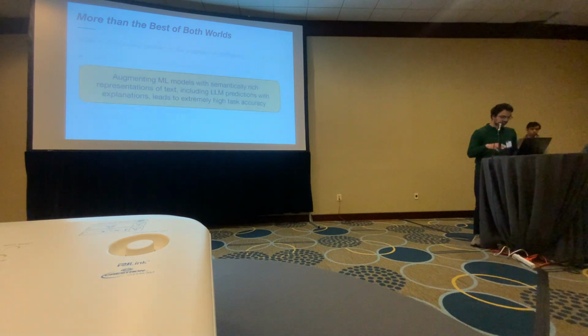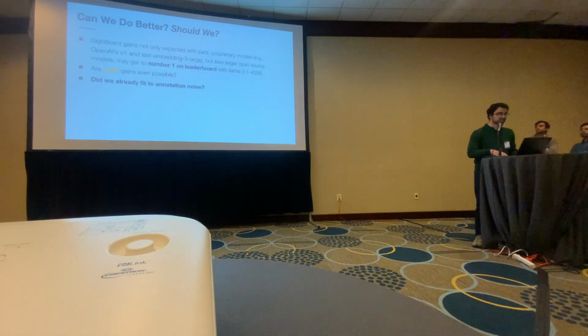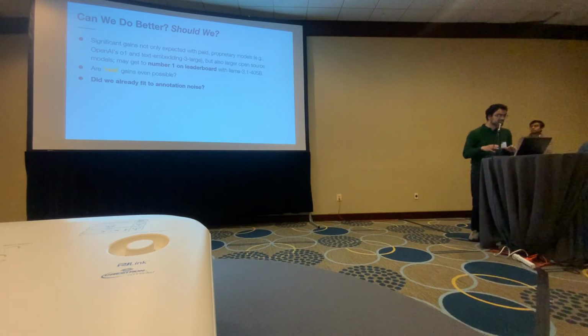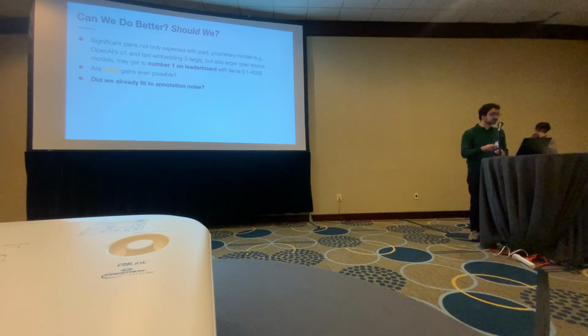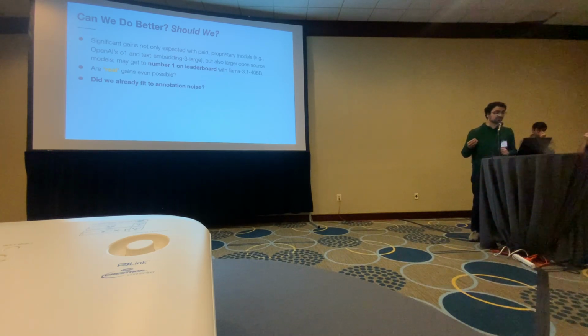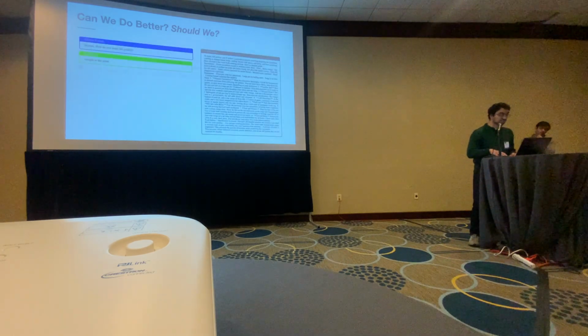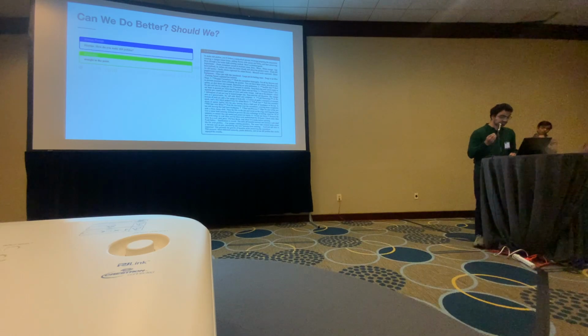So the key insight is that augmenting ML models with semantically rich representations of text, including LLM predictions with explanation, leads to extremely high accuracy. Can we do better? Probably yes, because we actually introduce a framework where we can increase performance significantly through using better models, maybe paying for it, and we suspect that just using the Llama 3.1 400 billion parameter model would put us at number one. We already have 94% accuracy, but we can do slightly better. But are real gains even possible, or are we already fitting to annotation noise? So I just leave it here with an illustrative example.